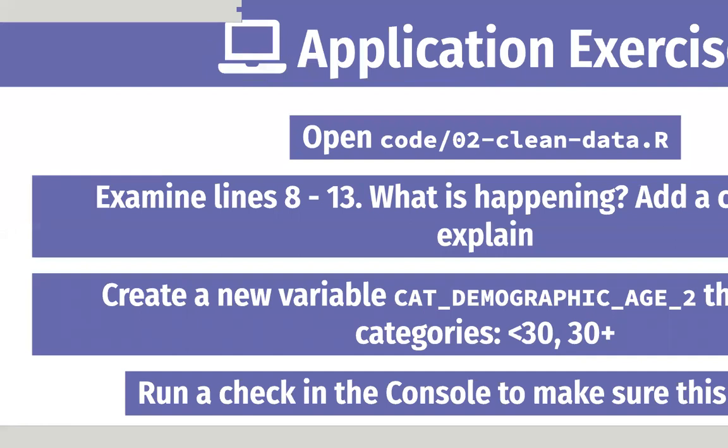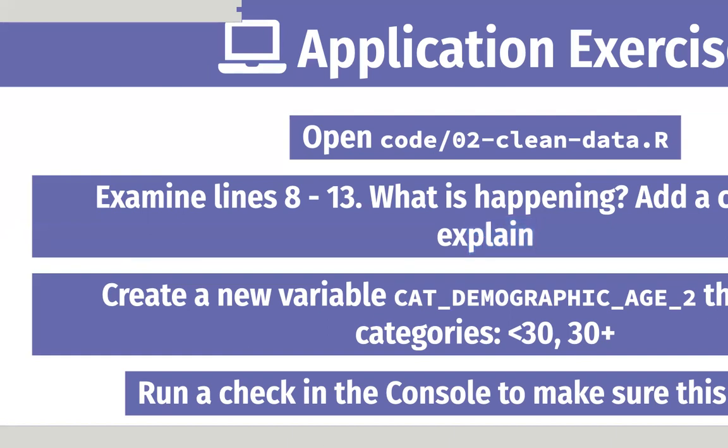Okay, so here's an application exercise. There's a couple things going on here. I want you to go ahead and find that data cleaning file, which, if you didn't find it before, is in the code folder under 02 clean data. First, I want you to examine lines 8 to 13 and see if you can figure out what's happening, and add a little comment to explain what I was doing there. You can talk to your neighbor about that if you don't know, or if you'd like to just share. And then I want you to create a new variable, cat demographic age 2, that has 2 categories, less than 30 or 30 plus. Then I want you to write a little check and just run it in the console to make sure this worked.